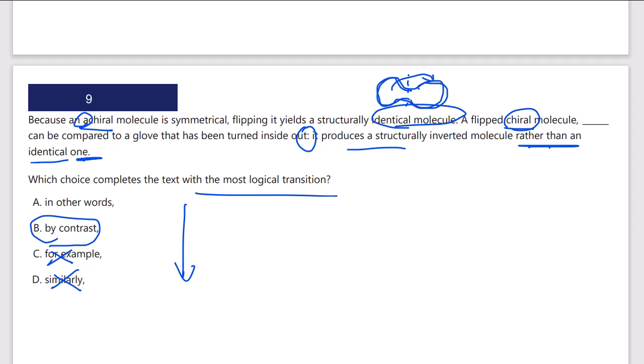I mean, in other words, I could see possibly students looking at that because the comparison to the glove is kind of another way to say what all this flipping means in simpler words, because who the heck really knows what an achiral or chiral molecule looks like. That's not it, though. That's not the right idea. The real relationship of ideas here is a contrast between the two, the achiral and the chiral. One's identical when flipped, the other is not.